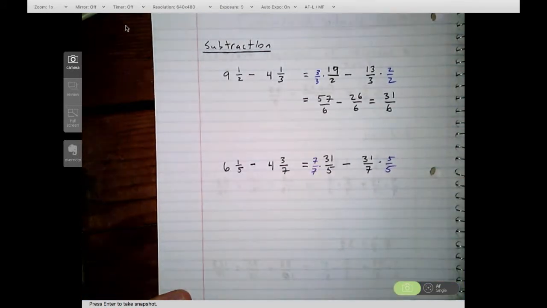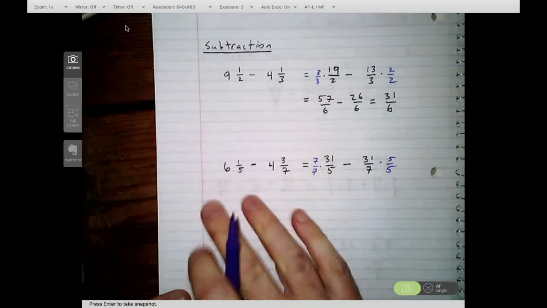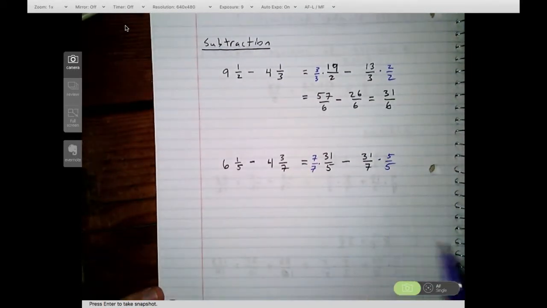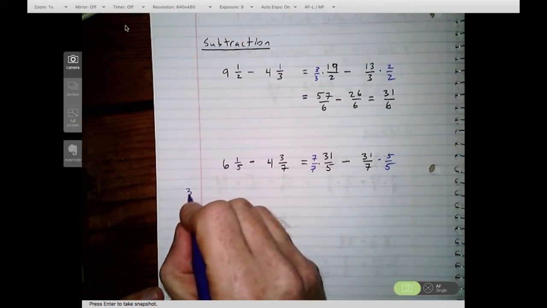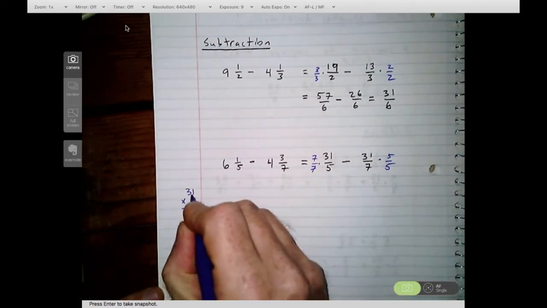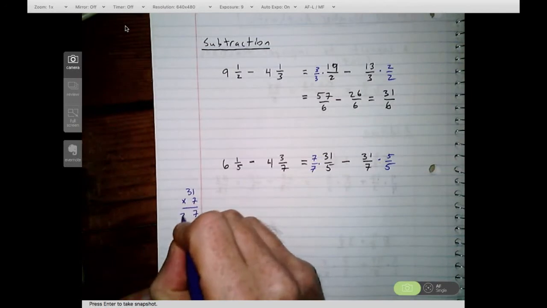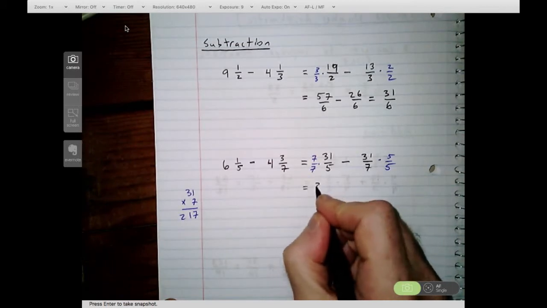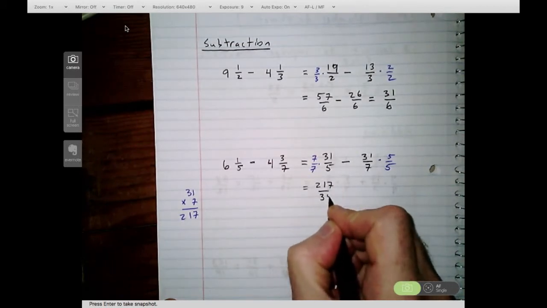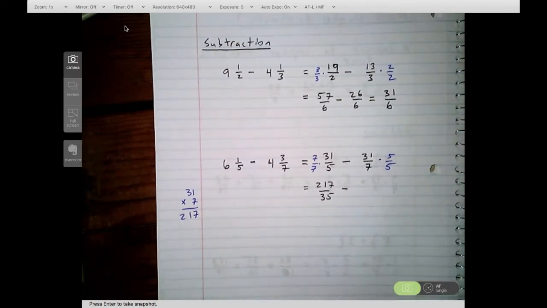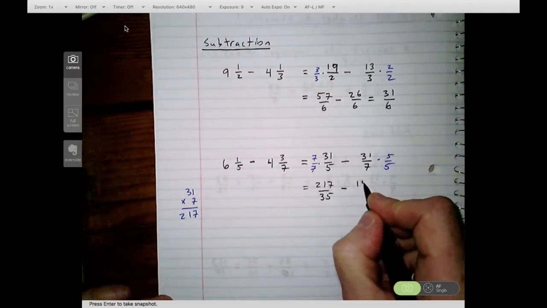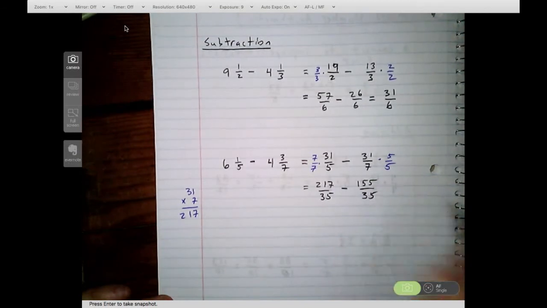So like I said a second ago, if you need to work on it over on the side or on a piece of scratch paper, that's a good idea. I'm going to do that here because I'm feeling like I'm going to make a mistake. So 31 times 7, let's see, 7 times 1 is 7, 7 times 3 is 21. Okay, so this guy is 217 over 35 minus, now 31 times 5, I think I can manage that one in my head. So that would be 155 over 35.